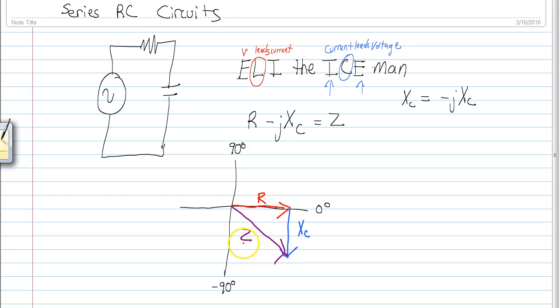Or if you want to think of it in terms of triangles, resistance and capacitive reactance form a right angle, and then the hypotenuse that connects those two becomes the impedance. The impedance is associated with an angle, so there'll be an angle of impedance. That angle will be somewhere between 0 degrees and negative 90 degrees. That'll be your range. Any questions about that?